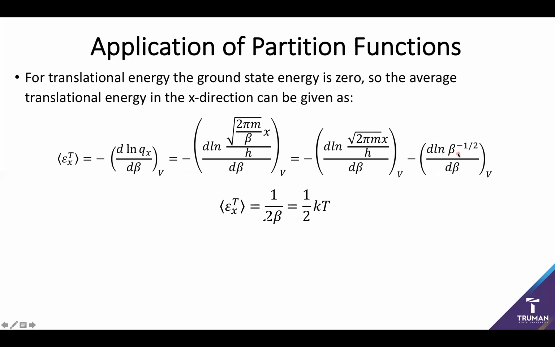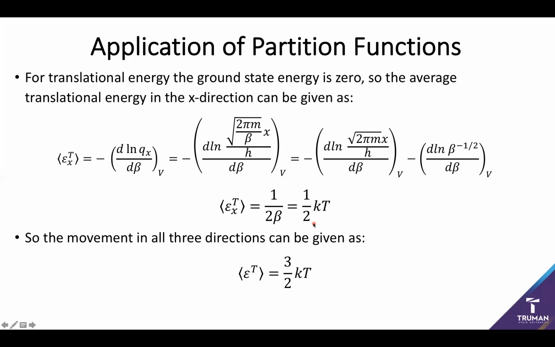Because essentially by taking the derivative of the natural log, it ends up just being the derivative of the inner component, and the negatives end up canceling out, and all we're left with is 1 over 2 beta, which is often then expanded by replacing beta with kT, giving 1/2 kT. Now, if you remember way back to the beginning of the class, I said that every degree of freedom, essentially every degree of translational motion, had 1/2 kT of energy. Here's where it comes from.